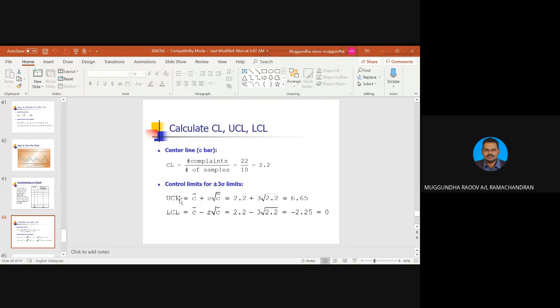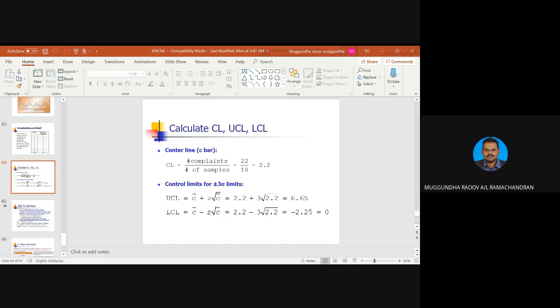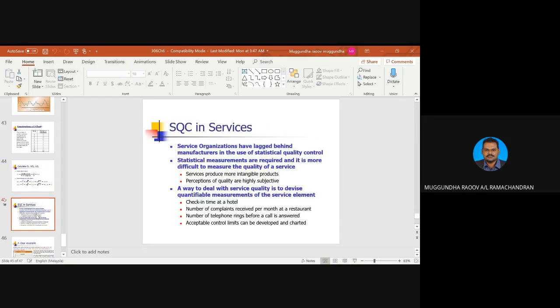While for the upper control limit and lower control limit, it is plus minus 3 again here. C mean, this one, 2.2, plus minus 3 times the standard deviation, which is the square root of 2.2. So again here, class, your lower control limit is negative, so automatically the answer will be 0.